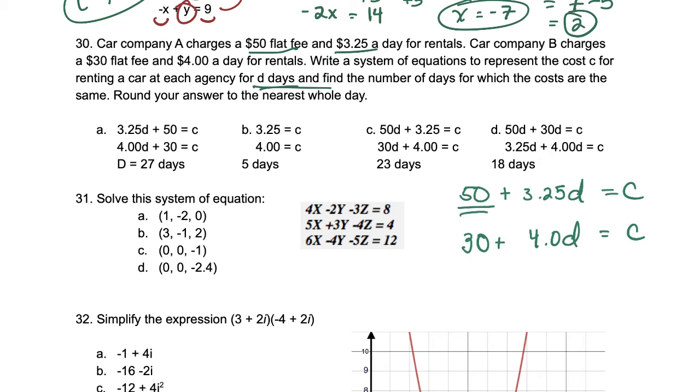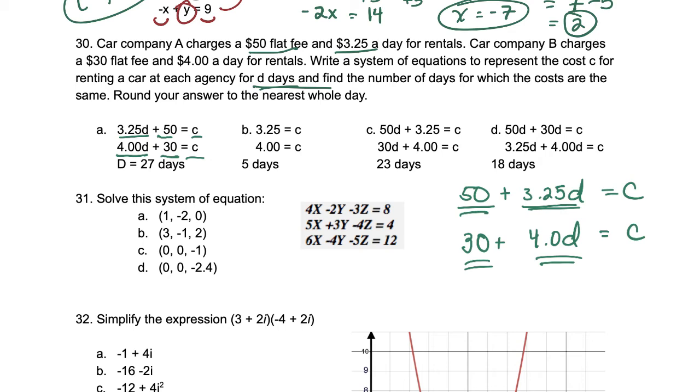They charge $50 plus 3.25 times each day, and you just add those to get your total cost. Same thing with the $30 flat fee plus $4 a day. So let's see if we got any of those equations. There's 3.25D plus 50 equals C, and 4.00D plus 30 equals C. So it looks like it's that one right there. In fact, it's the only one that really works.